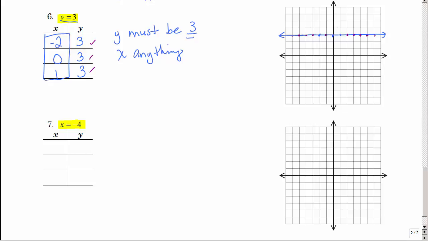And what kind of line is this? This is a horizontal line. Right? Think of the horizon, where the sun is coming up over the horizon. So horizon, horizontal. Now let's look at number 7. What does this say? This says x must be -4.